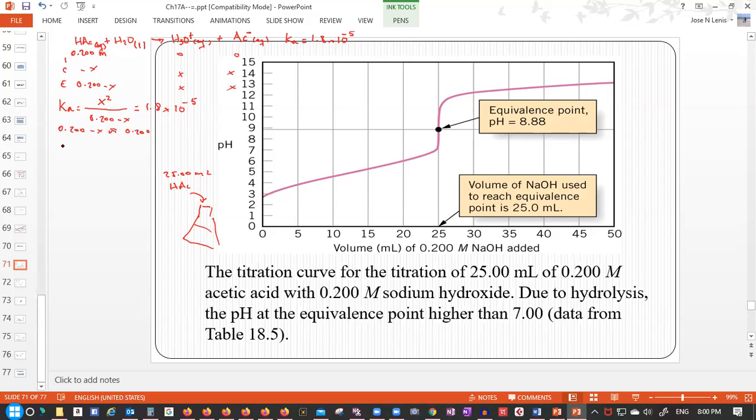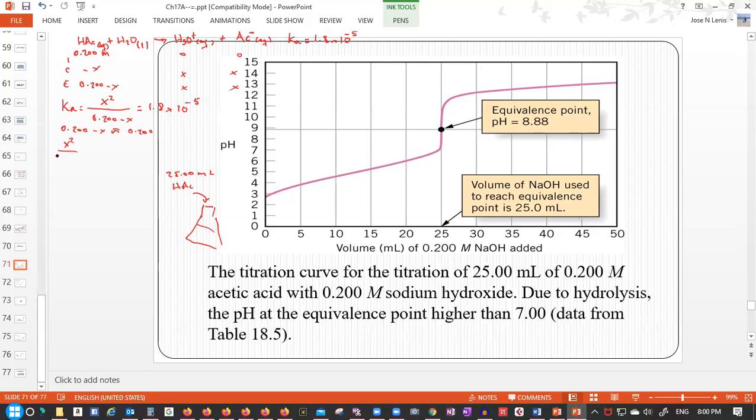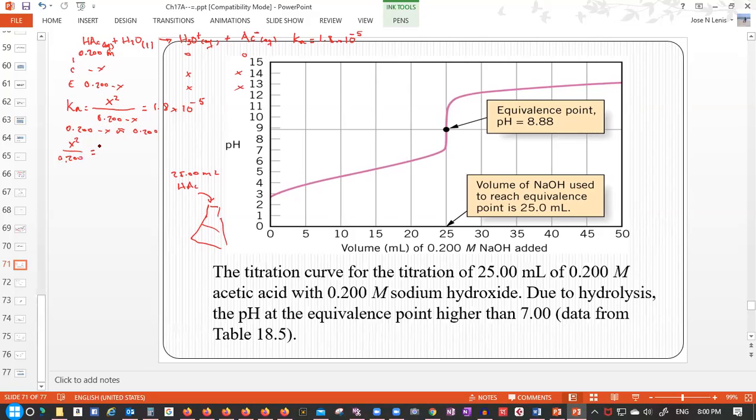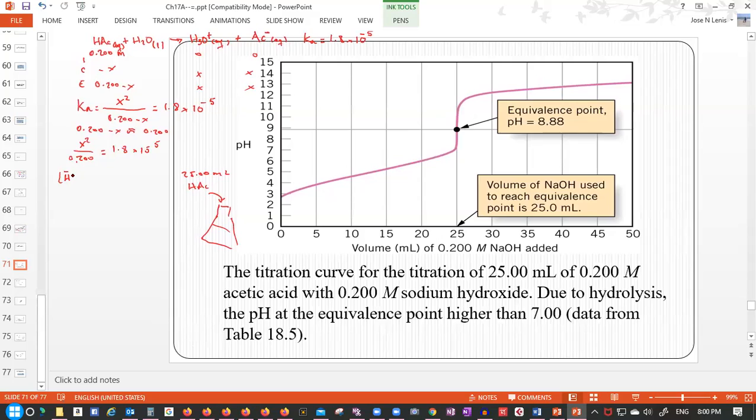So we can solve the equation, and we'll have x squared over 0.200 equals 1.8 times 10 to the negative 5. And as you can remember, I gave you another trick that will simplify your work. The concentration of H plus for the weak acid, which is your x, because that's what you're finding here, equals the square root of Ka times the initial concentration of the acid. That means we take the square root of 1.8 times 10 to the negative 5 times the initial concentration, which is 0.200.